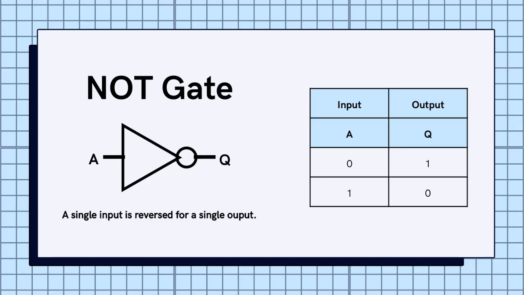In this slide, we're looking at a simple example of how a NOT gate works. The table shows that for a given input, which is A in this case, the output is Q. When A is 0, the output Q becomes 1, and when A is 1, the output Q switches to 0. Essentially, this demonstrates that the NOT gate reverses the input signal. It's important to highlight that a single input results in a single output, and the core function here is inversion.